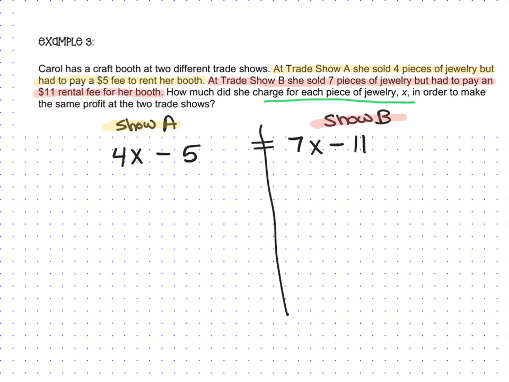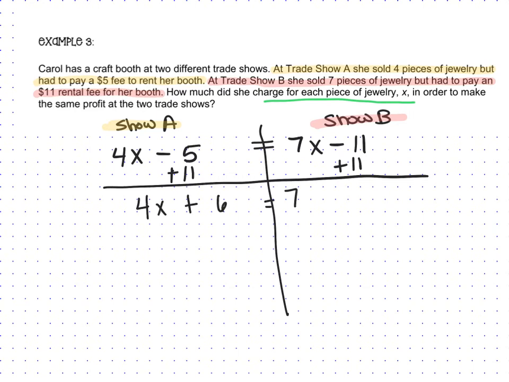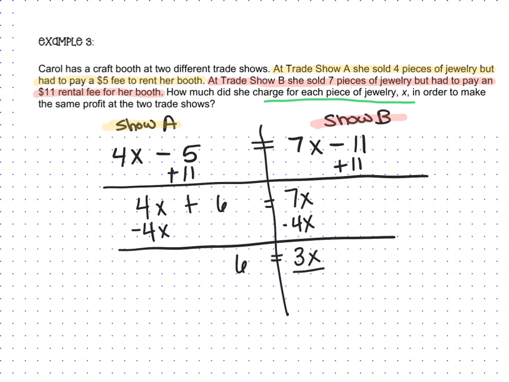The first thing I'm going to do is add 11 to both sides of my equation. That gives me 4x plus 6 is equal to 7x. The next thing I'm going to do is subtract 4x on both sides. That gives me 6 is equal to 3x. Finally, I'm going to divide by 3, and x is equal to positive 2.